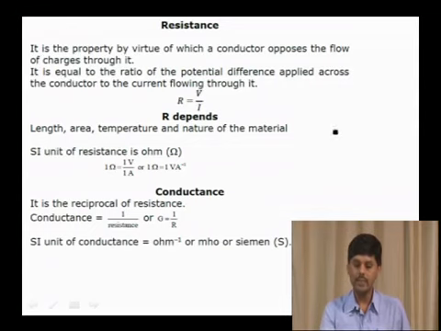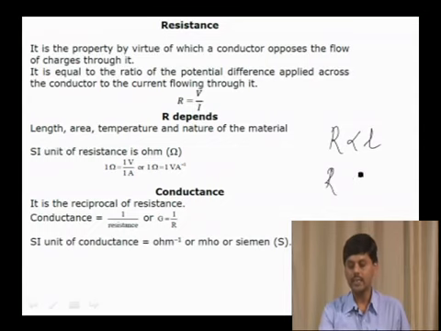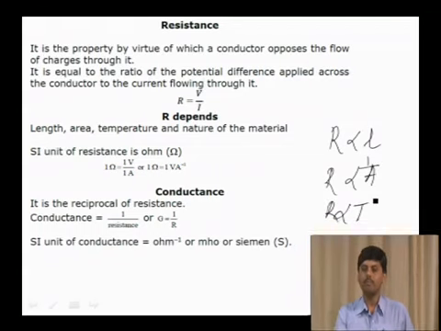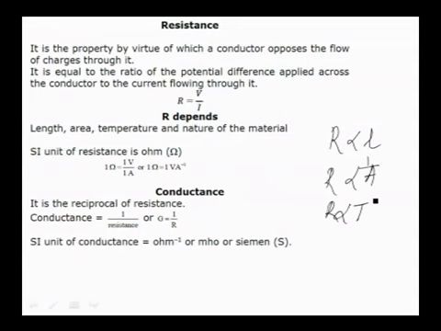Say for example, resistance is directly proportional to the length. Similarly, resistance is inversely proportional to the area, and it is also directly proportional to the temperature. It also depends on the nature of the material. On these four factors, the resistance of a conductor depends. The SI unit of resistance is ohm.